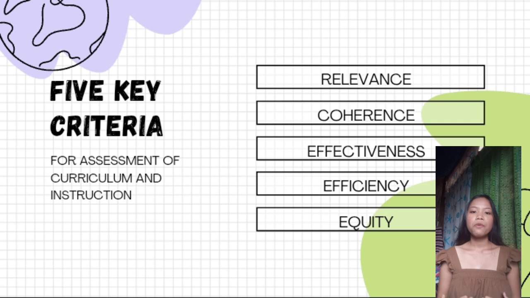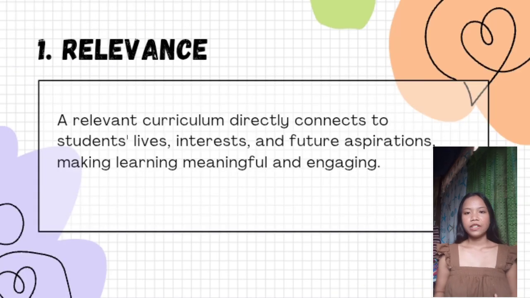Now we are going to examine 5 key criteria for evaluating the effectiveness and appropriateness of a curriculum. It includes relevance, coherence, effectiveness, efficiency, and equity. So let's start with relevance.